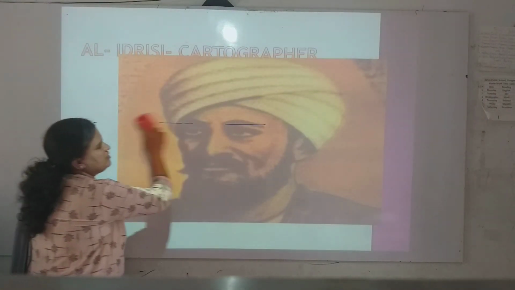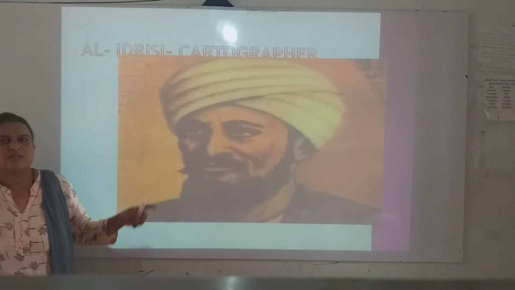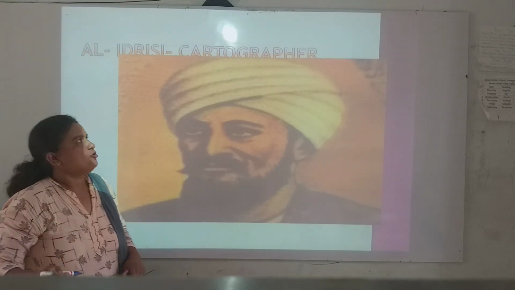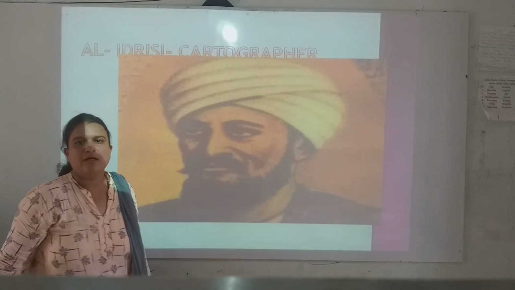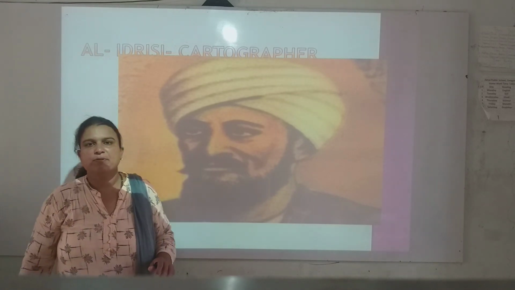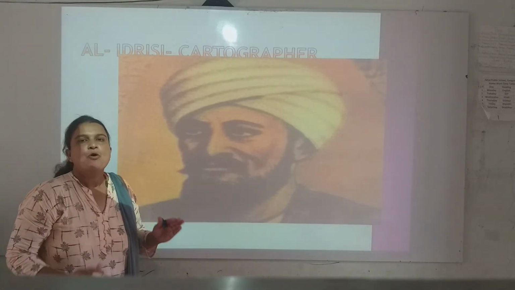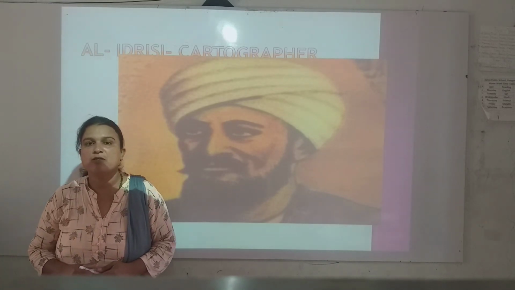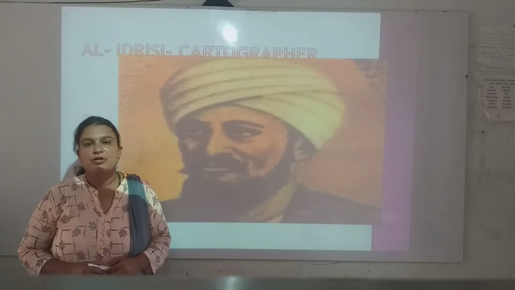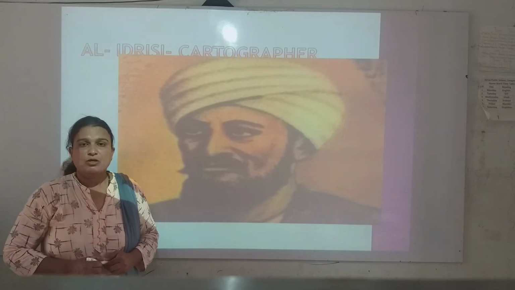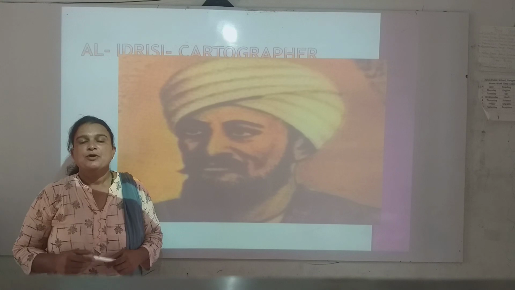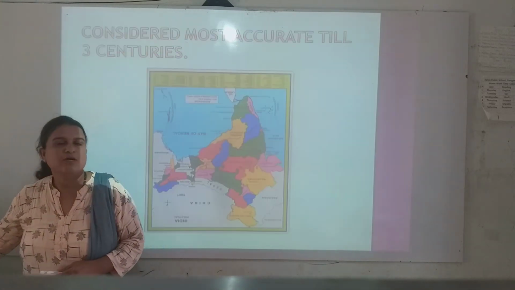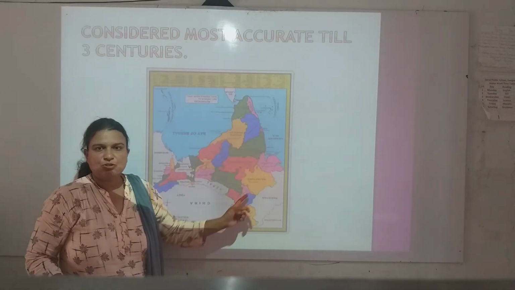Here, first of all, we can see the image of the person Al-Idrisi. Al-Idrisi was an Arab cartographer. Cartographer means the person who makes maps, and this Al-Idrisi made one map, and that map was followed for nearly 3 centuries, that means 300 years, by the traders, the geologists, the navigators, as well as Central Asian people. So here Al-Idrisi produced such a type of map.